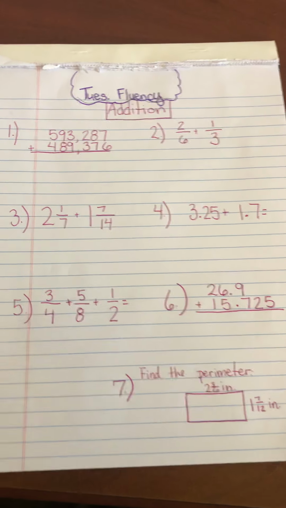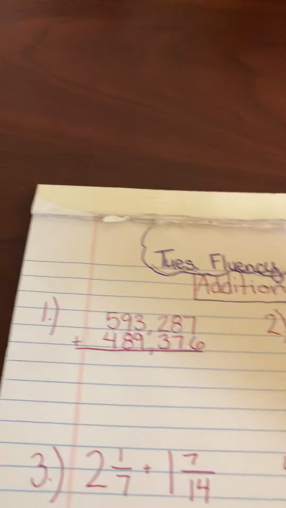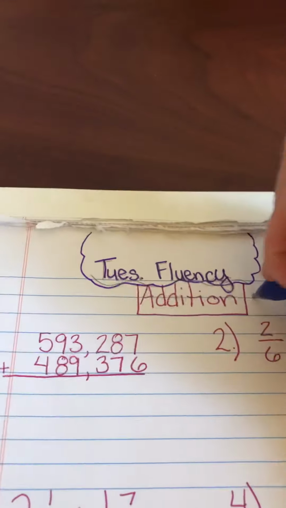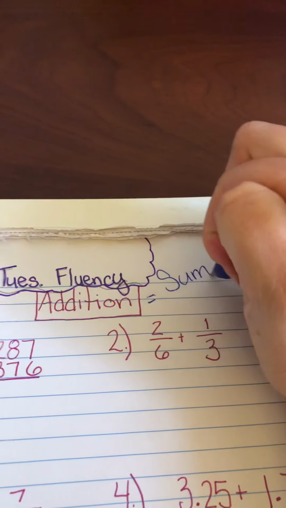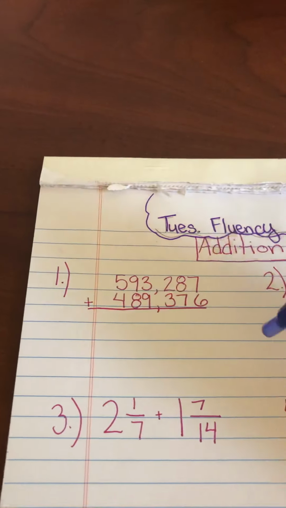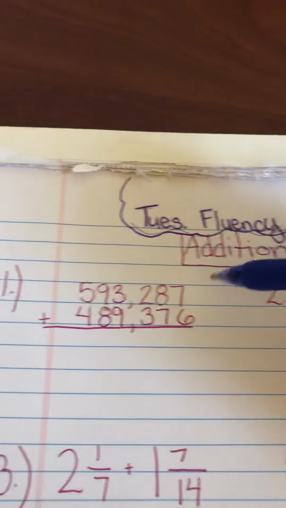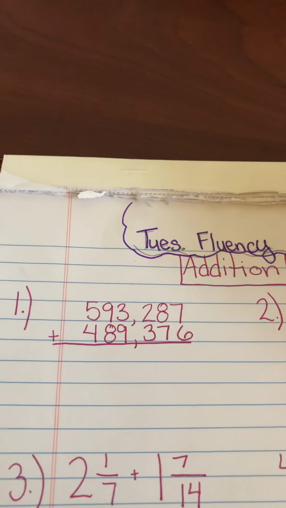All right, so I'm going to start with number 1. And with fluency, you're just supposed to be able to do these numbers in your head real quick and get your, do you guys remember what the answer to an addition problem is? Should be sum. Yeah, that's the answer to an addition problem. So we got to find the sum of all of these numbers. Don't forget to regroup. So 7 and 6. You guys should know what that makes.